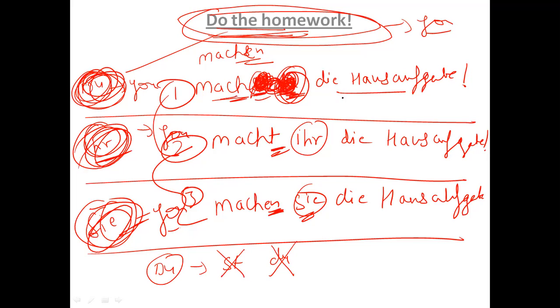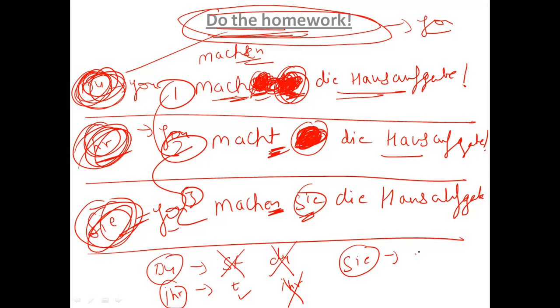Mach die Hausaufgabe. I have removed st and I have removed du also. Similarly here, macht ihr die Hausaufgabe. The rule for ihr is the t ending will come, but we will remove ihr. So this t shall be here, but I will remove ihr, right? So this will be my final answer. Macht die Hausaufgabe. And the rule for Sie is the en ending will come and Sie will also come, right? So this would be the final answer.